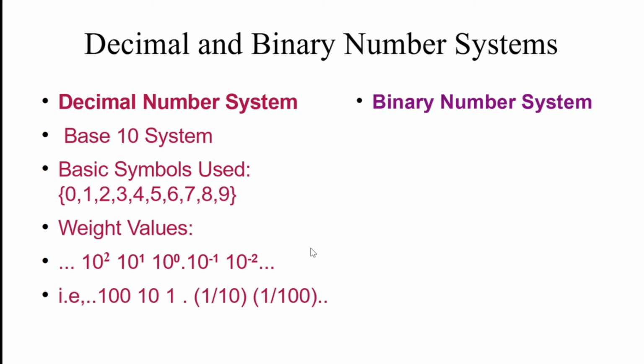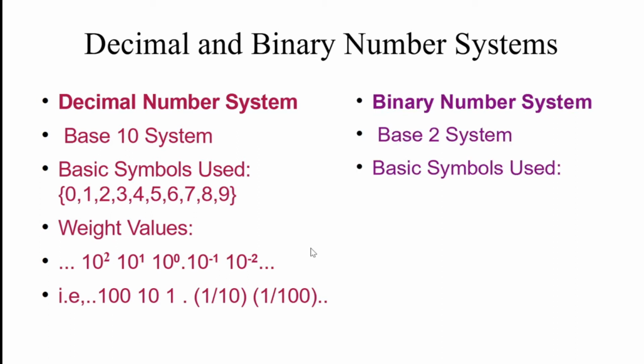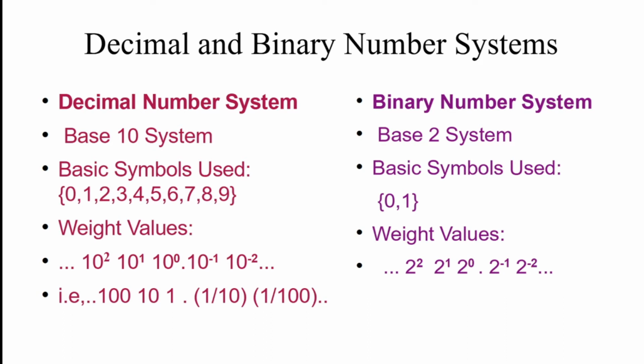Whereas the binary number system is a base 2 system which uses two basic symbols 0 and 1. The weight values are represented in powers of 2. If we move towards the left of this binary point, then the power increases starting from 0, and if we move towards the right of this binary point, then the power decreases.